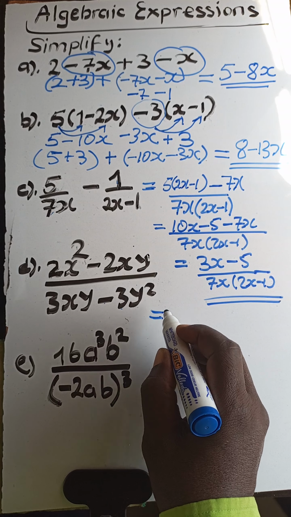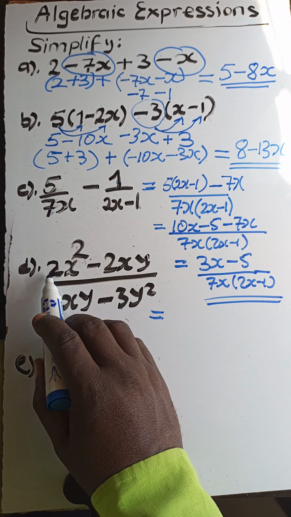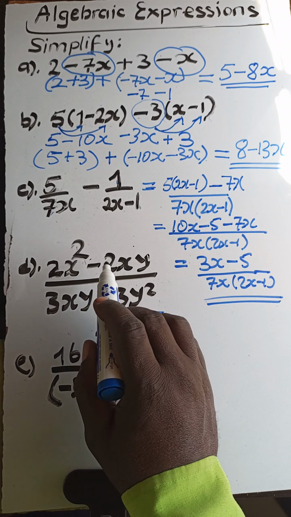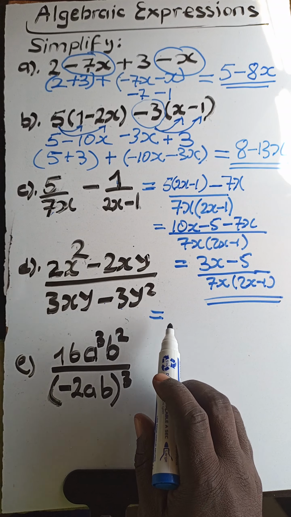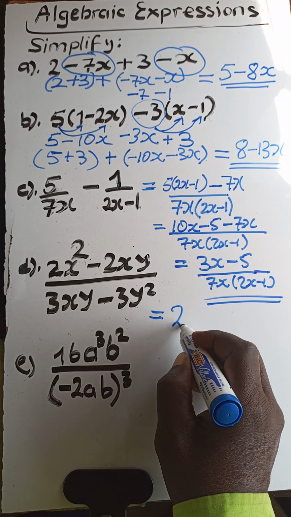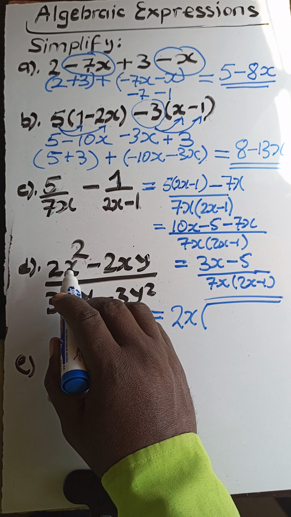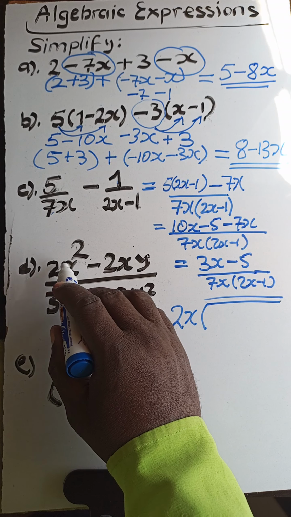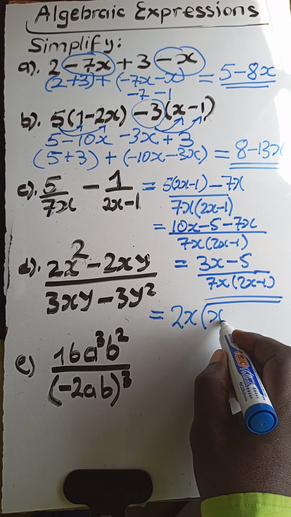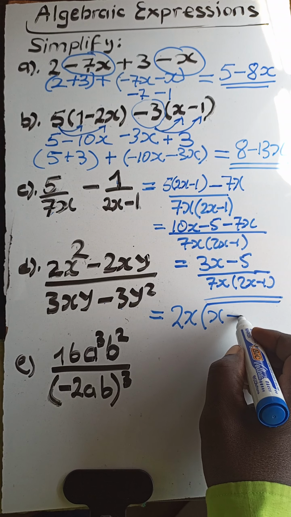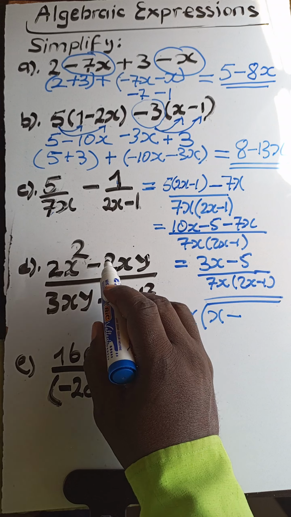If we look at the numerator, we will find that 2x is in this term and 2x is in this term. So 2x is common. We'll bring out 2x. If we remove 2x from here, remember this is x squared, we'll be left with x minus. If we remove 2x, we'll be left with y.